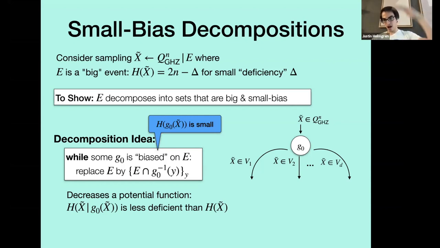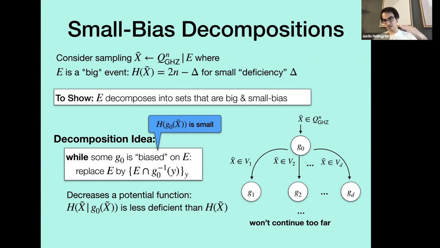On the other hand, we have an upper bound on the conditional entropy that's given by just the dimensions of the linear subspaces that we know X tilde has to be contained in. And the point is that when you have a biased G0, the amount by which the conditional entropy is decreasing is smaller than the amount by which the upper bound is decreasing. So the entropy deficiency is going down. And so if you keep doing this, there will be a potential function that's decreasing, and because it's decreasing, you won't be able to continue this refinement process too far.